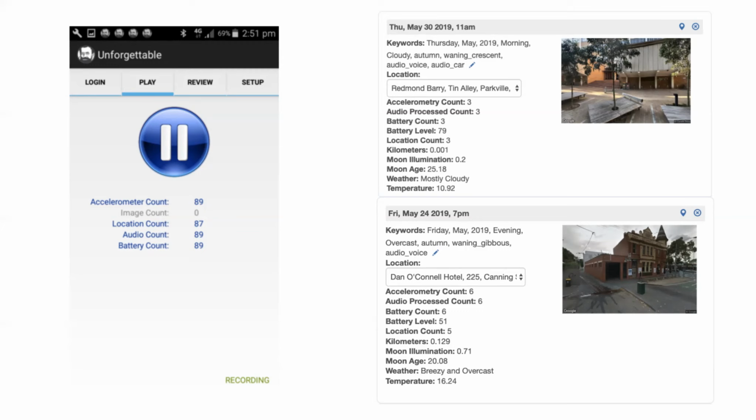On the right-hand side, you can see pictures and information that we've put together in the unforgettable system based on the raw information. We can go ahead and augment that raw information with things like what the weather was like, and whether this audio represents car noise and things like that.